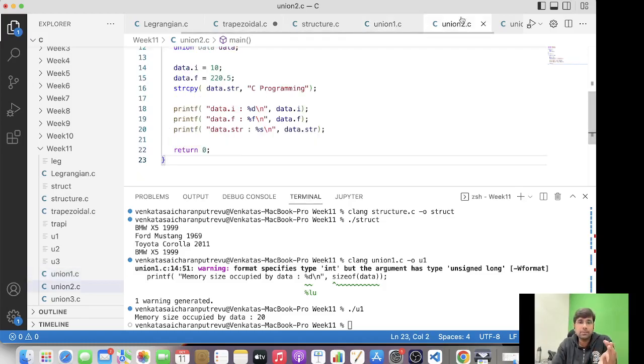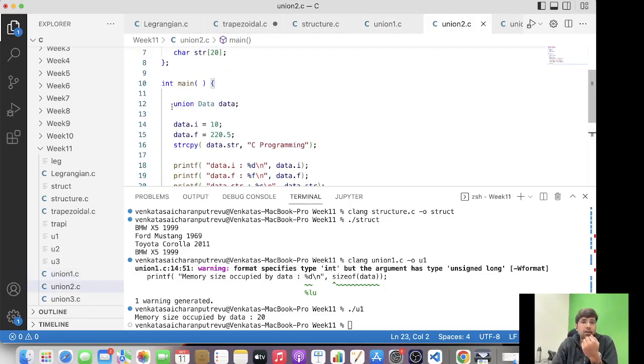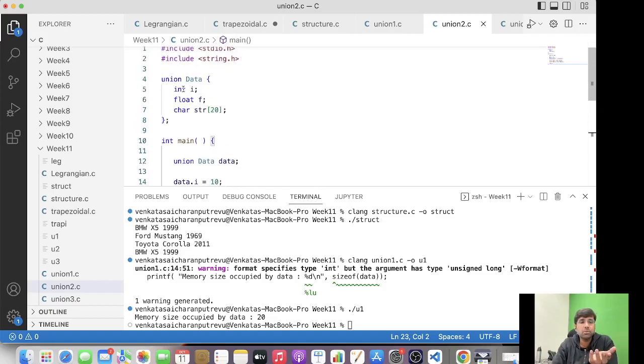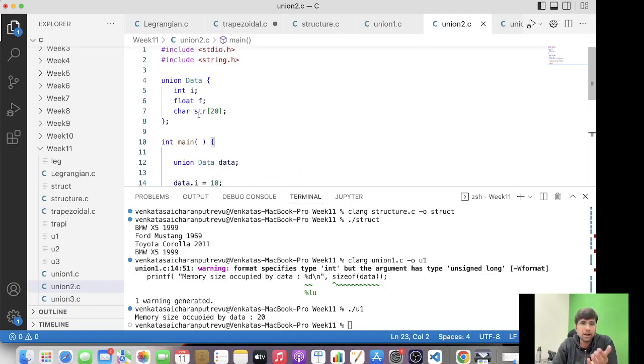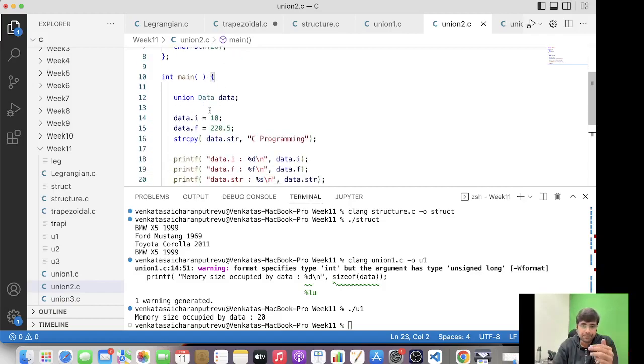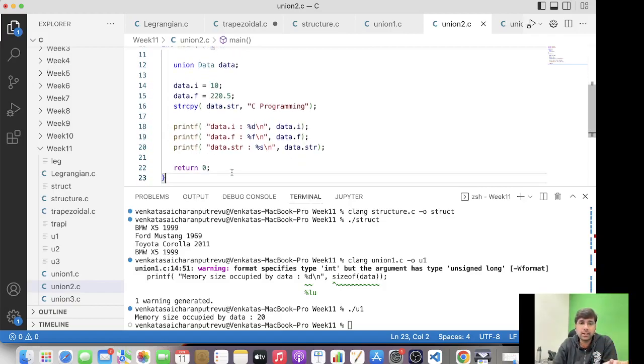For that we will look into this one. Initially we declare a union and try to assign values to it. We assign data.i equal to 10, data.f equal to 220.5, and you copy the string "C Programming" into str. Ideally it should have all these things, but when you try to access the data, let's compile and run union 2.c.